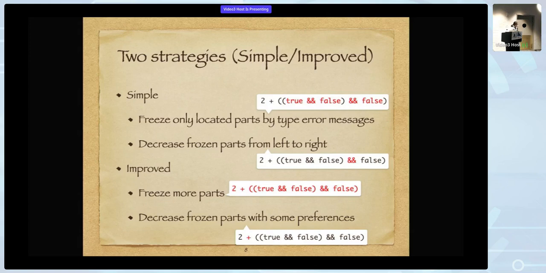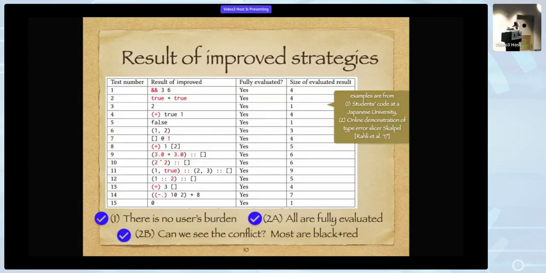So for example, in this program, we unfreeze only this, because if we can evaluate the second argument, it's very nice. So we first complete the second argument, then we try the other things, and then this part will remain frozen.